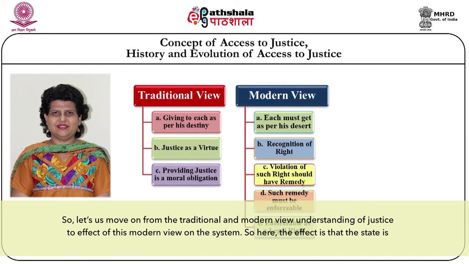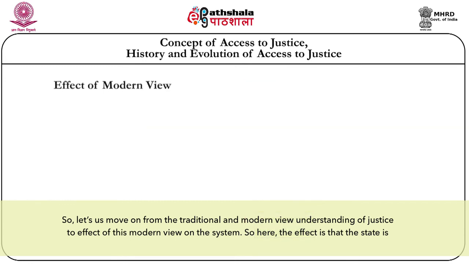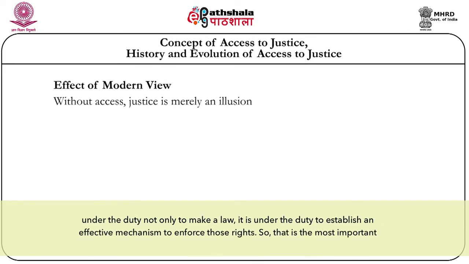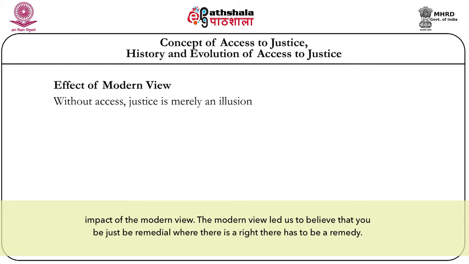So, let us move on from the traditional and modern view understanding of justice to effect of this modern view on the system. So, here the effect is that the state is under the duty not only to make a law, it is under the duty to establish an effective mechanism to enforce those rights. So, that is the most important impact of the modern view.